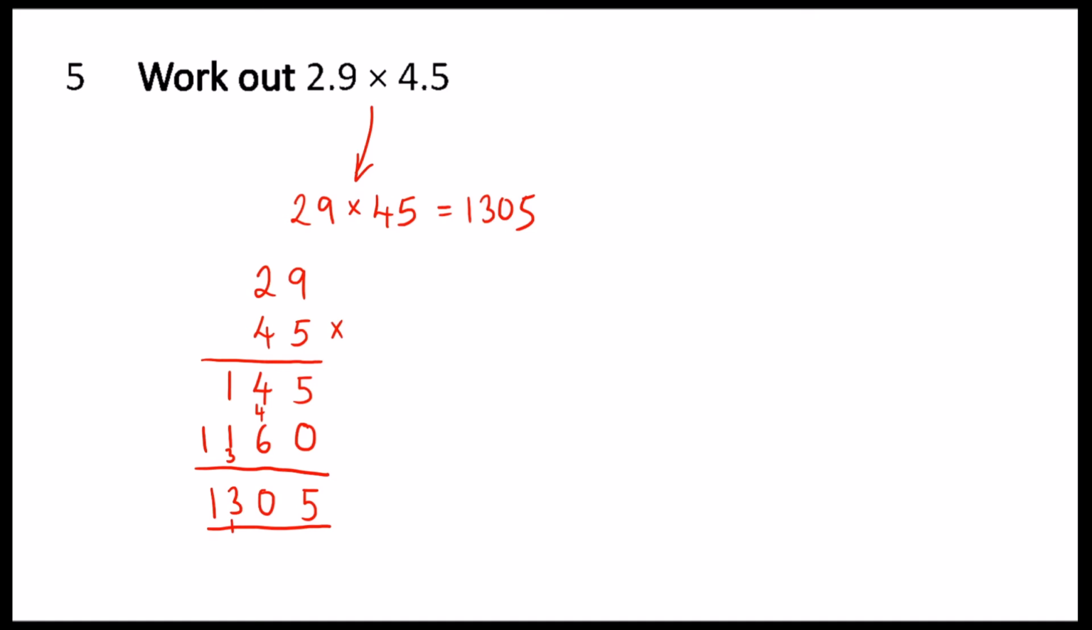Now, the digits of the question that I started off with are going to be exactly the same as that, 1305. However, we need to remember to add back in the decimal places that I ignored. So the 9 comes after my decimal place, and the 5 in my question comes after the decimal place. Therefore, I need to add from right to left 2 more decimal places back into my answer, meaning the final answer is 13.05.